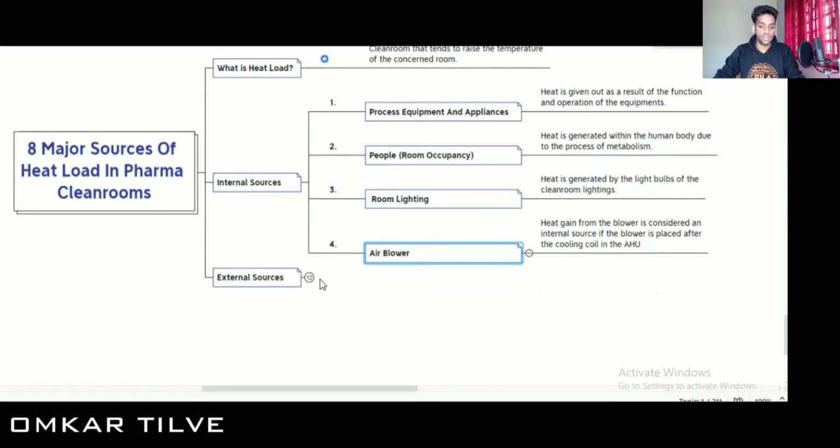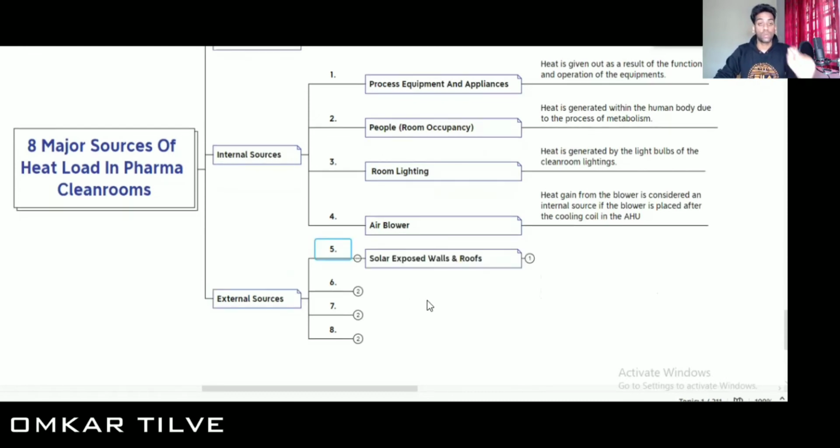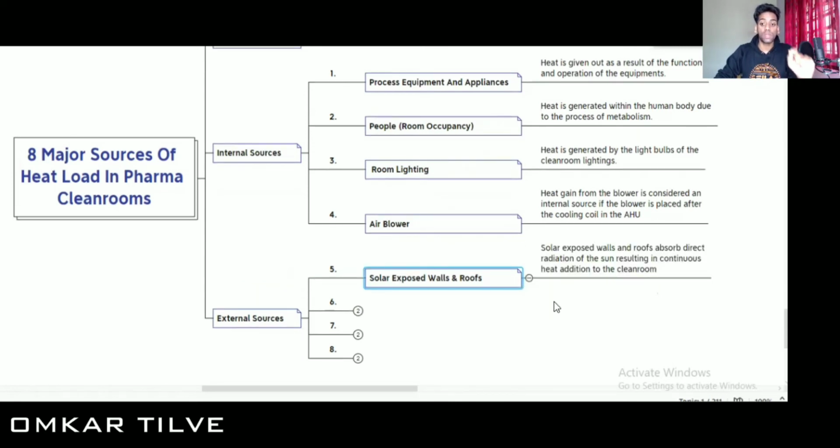Let us move to the external sources. The first external source, and a very important and crucial one, is the solar exposed walls and roofs, because solar exposed walls and roofs absorb direct heat radiation of the sun, resulting in continuous heat addition to the clean room. One needs to be aware of which wall is exposed directly to the sun, as this wall will absorb the heat radiation from the sun and dissipate it in the room continuously.